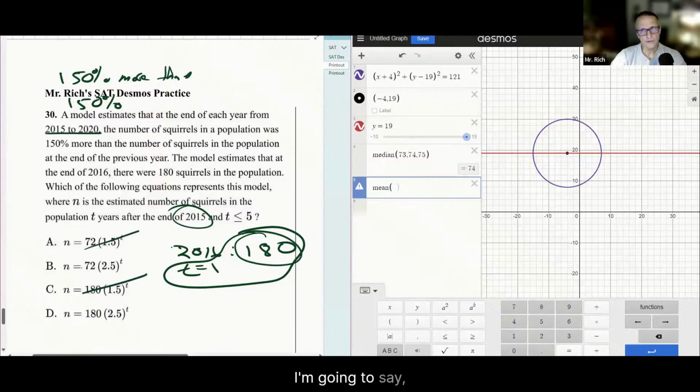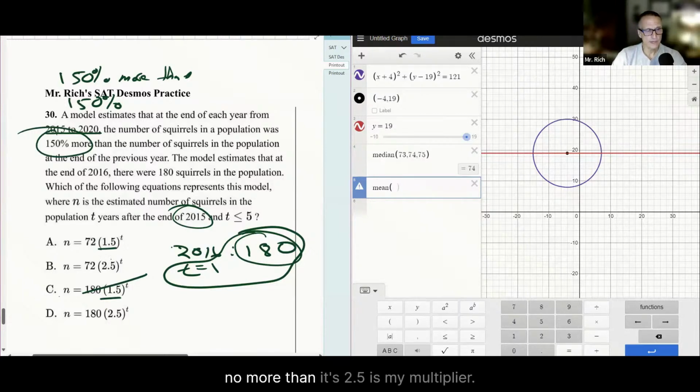And most students, I don't know this for a fact, but I'm going to guess that probably more than half of students, when they see this, they're seeing 150% and they're going, yeah, I remember that. That's supposed to be 1.5. Yeah, if it was 150% of the number. No, more than, it's 2.5 is my multiplier.